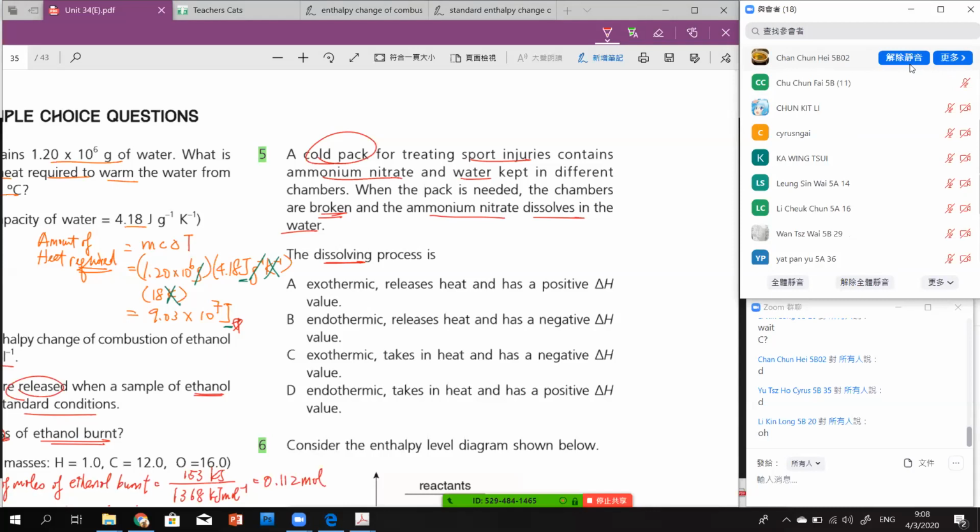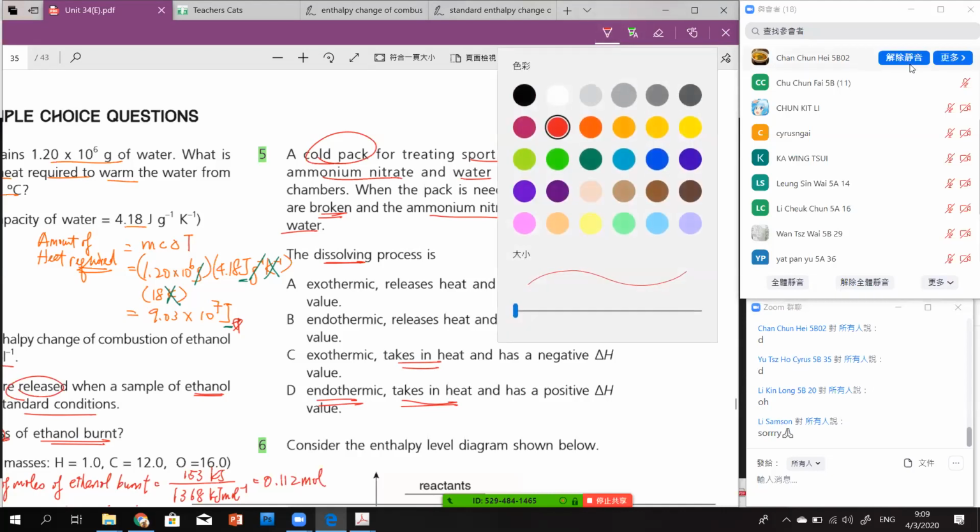Now, the cold pack. You are going to cool the affected area as quickly as possible. So for the sports injury, we have ammonium nitrate and water. This salt, while dissolving in water, will get cooler. Cooler means it takes in heat. Yes, that's right. The process is endothermic. So we have got the system here, and we have got the surroundings. The surroundings are about here.